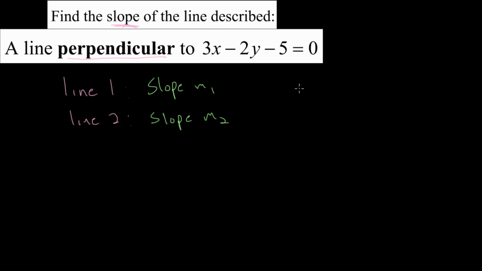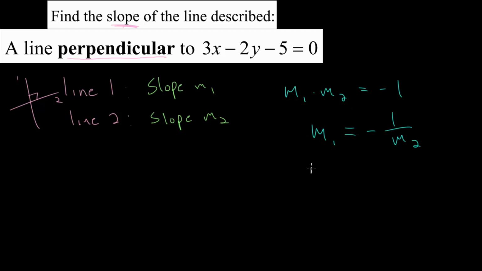And if these are perpendicular, then they will form a right angle between these. But with their slopes, they have a unique property such that if you multiply them together, you get back -1. Or often this is seen as solved for one of these, where one of the slopes is equal to the opposite of the reciprocal of the other slope.